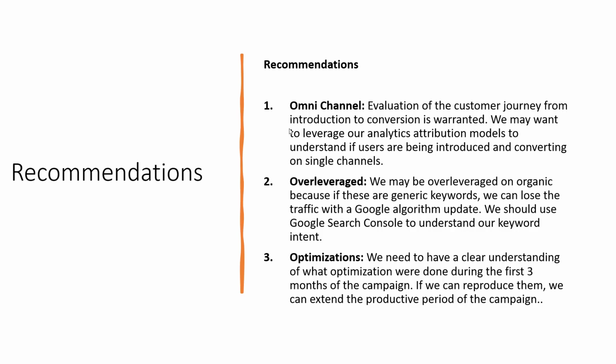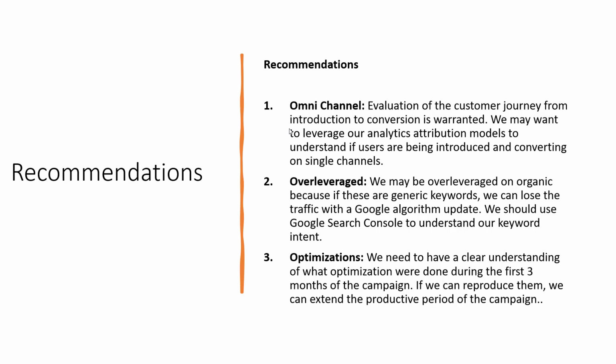So what recommendations do we have? Now, we know we have an omni-channel journey, so we need to evaluate that customer journey and use some attribution models to get a better idea of how users are being introduced to the site and converting. We do understand that we may be over-leveraging organic with that high 93% conversion rate, and we could lose a lot of traffic if there's a Google algorithm update.